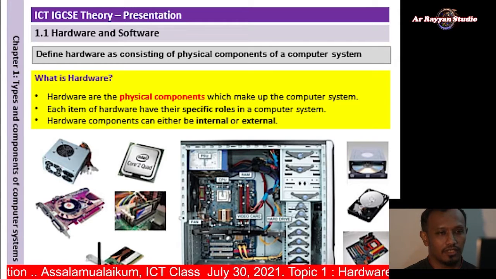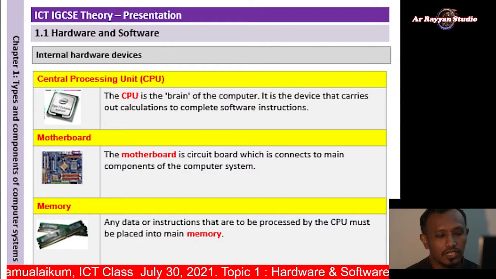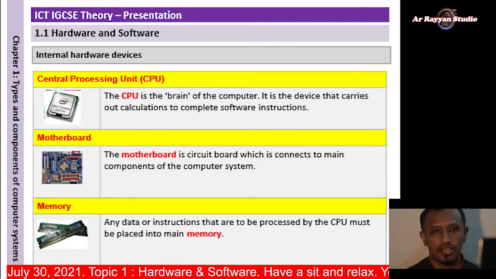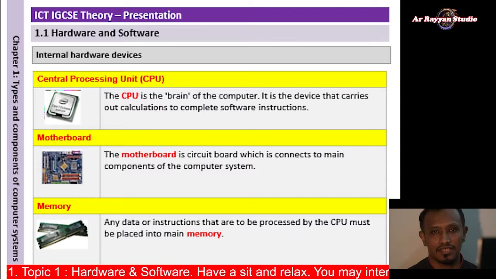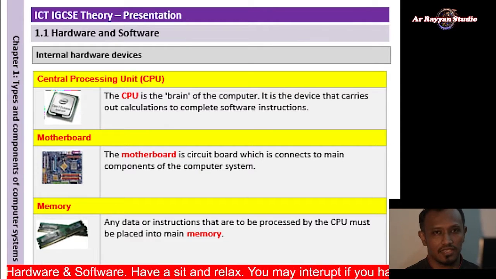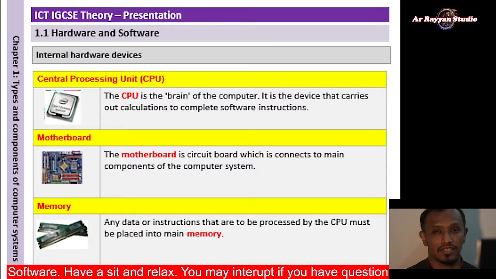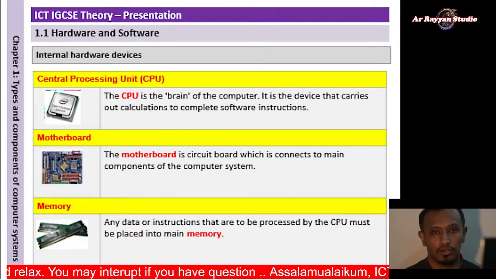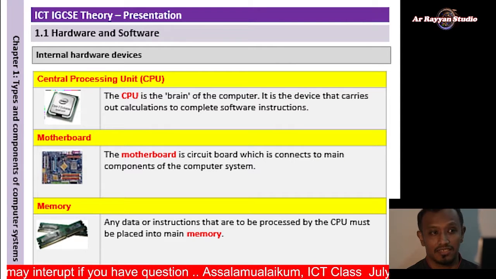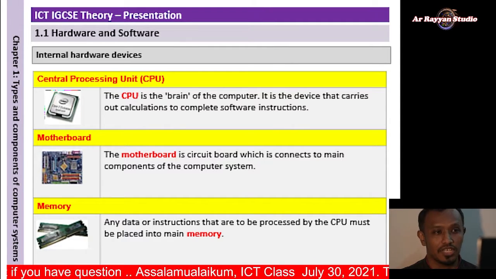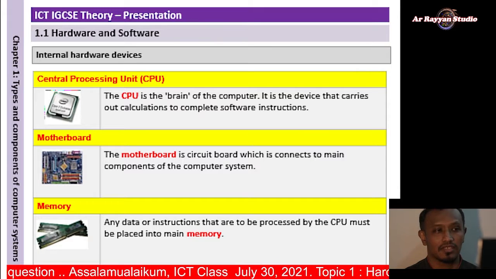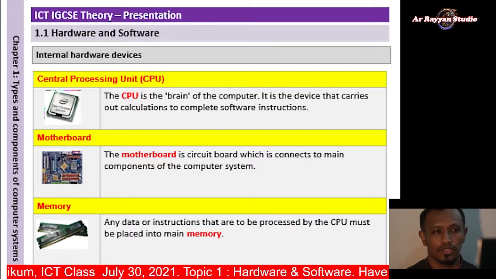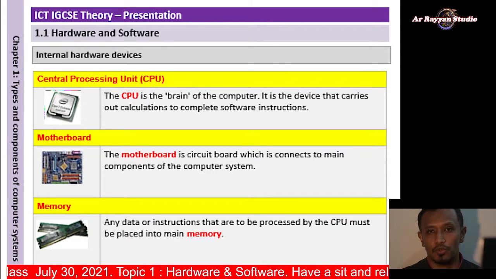Next we go to the internal hardware devices. The first internal hardware device is the CPU. The CPU acts like a brain. Like a human has a brain, a computer also has a brain, and that brain we call the CPU. This CPU carries out calculations to complete software instructions. Inside the CPU we have the ALU.